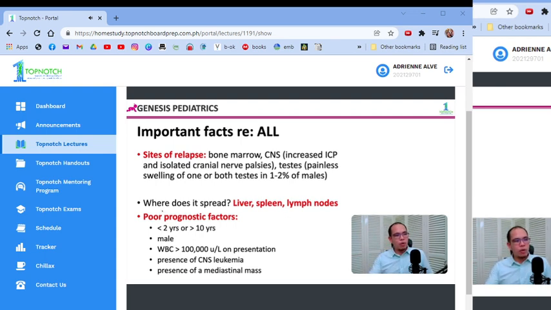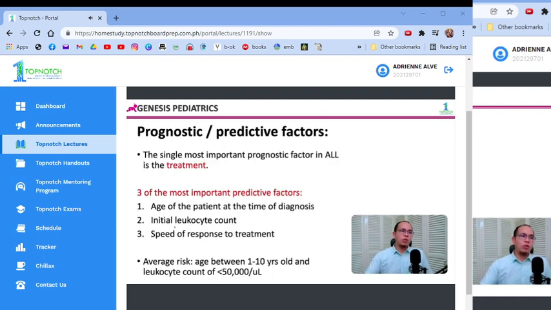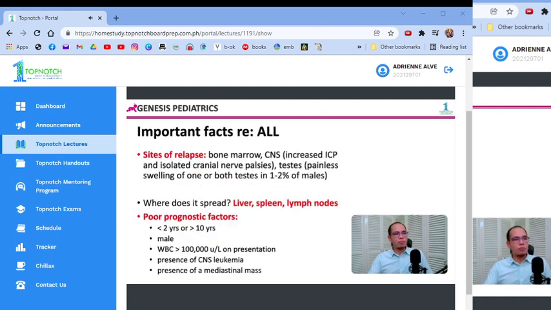Okay? So here are the poor prognostic factors that you should know. So dapat alam niyo yung top 3 na good prognosis, okay? Important predictive factors, and then yung poor prognosis. Okay? Less than 2, more than 10, male, WBC of more than 100,000 on presentation. Okay? Sabi ko kanina 50. No? 50 is the cutoff for hyperleukocytosis. More than 100,000 pala yung pag hindi magandang prognostic factor. So WBC more than 100,000, CNS leukemia, and if you have a mediastinal mass. Okay, that's also poor prognosis.